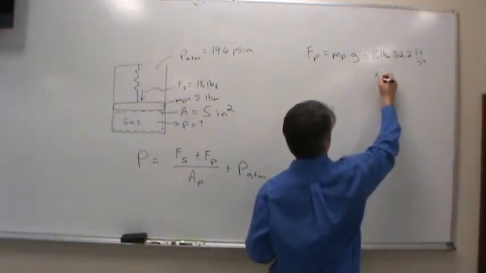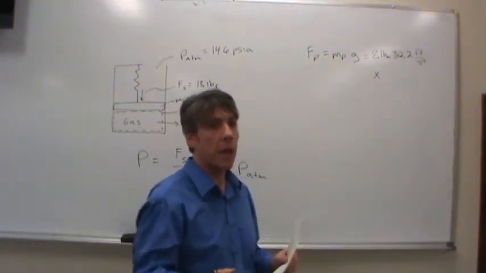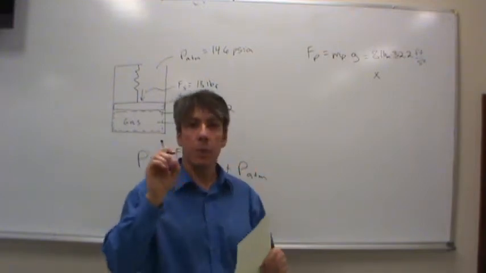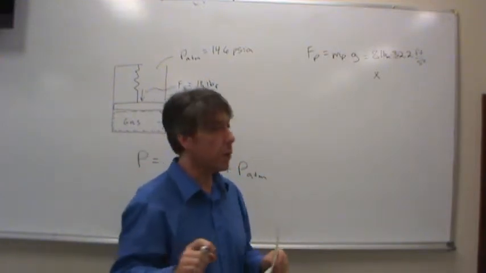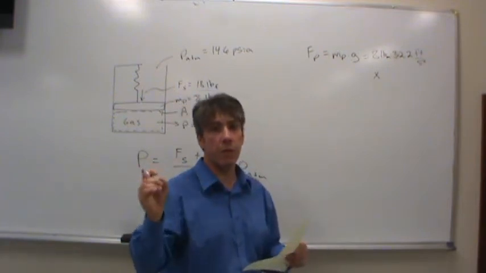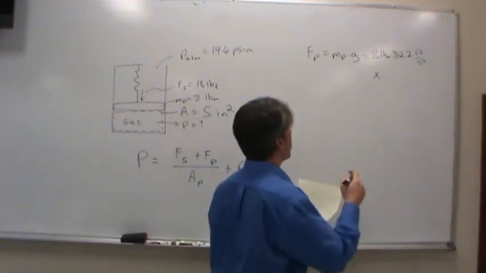So we need to multiply this by G sub C. Now you guys know I don't like G sub C. I just like the conversion factor that takes me from pounds force to pounds mass feet per second squared. Okay, because both of those are force units. Pounds force and pounds mass feet per second squared are both force units. We just use one more common than the other.